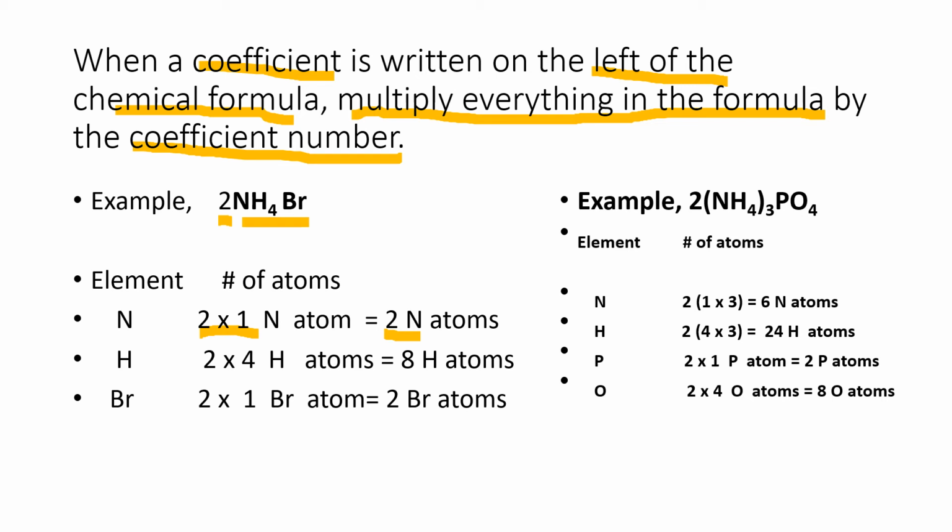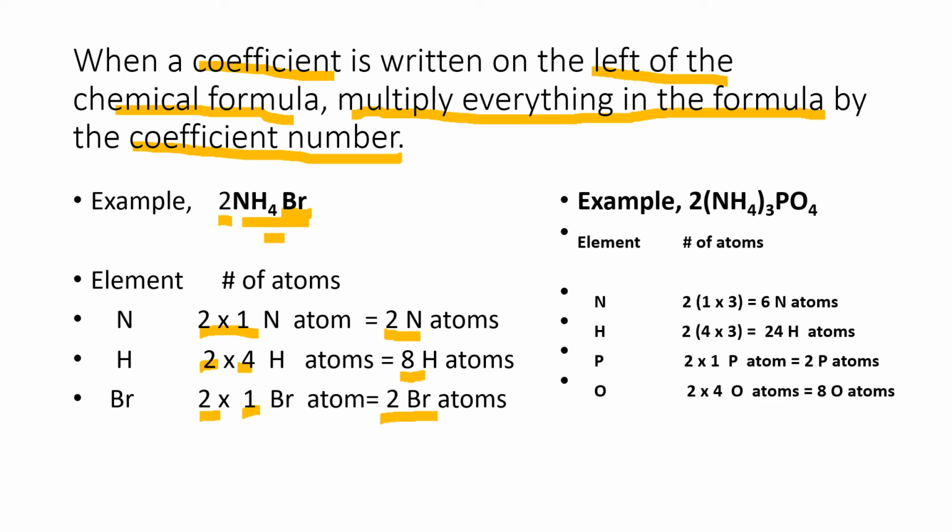The subscript of hydrogen is 4. So that is why coefficient 2 times subscript 4 equals 8 hydrogen atoms. And then bromine here is understood as subscript 1. So 2 coefficient times 1 subscript equals 2 bromine atoms.